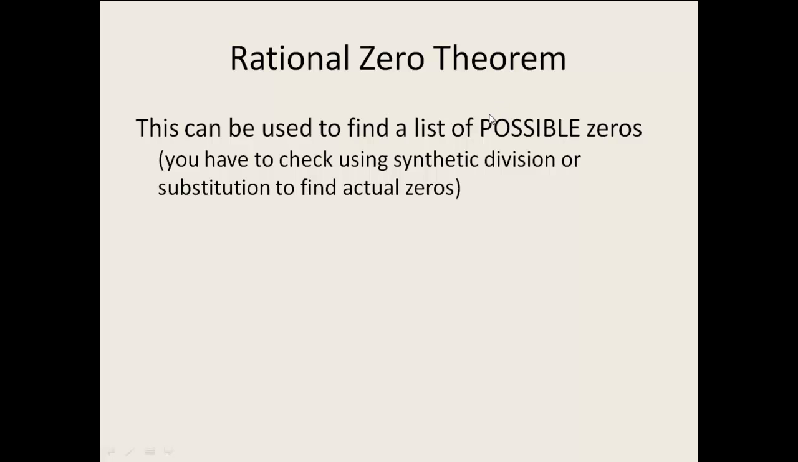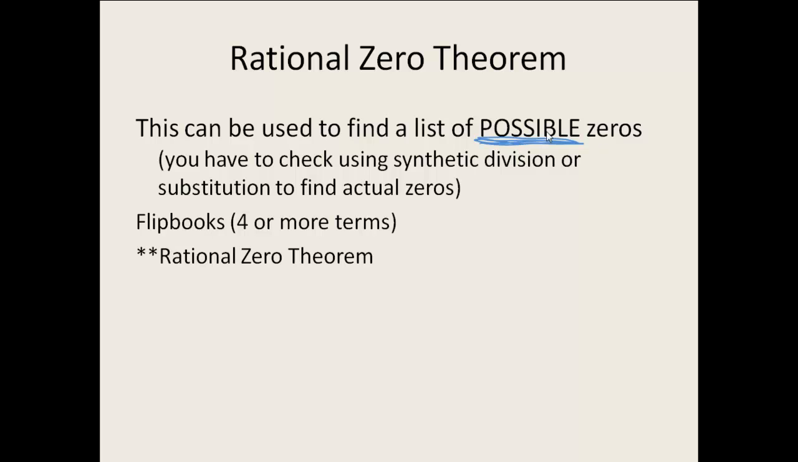This relationship can be used to find a list of possible zeros. Now, this list doesn't guarantee that everything on the list is going to be 0. You still have to check using synthetic division or substitution to find the actual zeros. But what this does is it gives us a starting point. It gives us a list of possibilities to try.